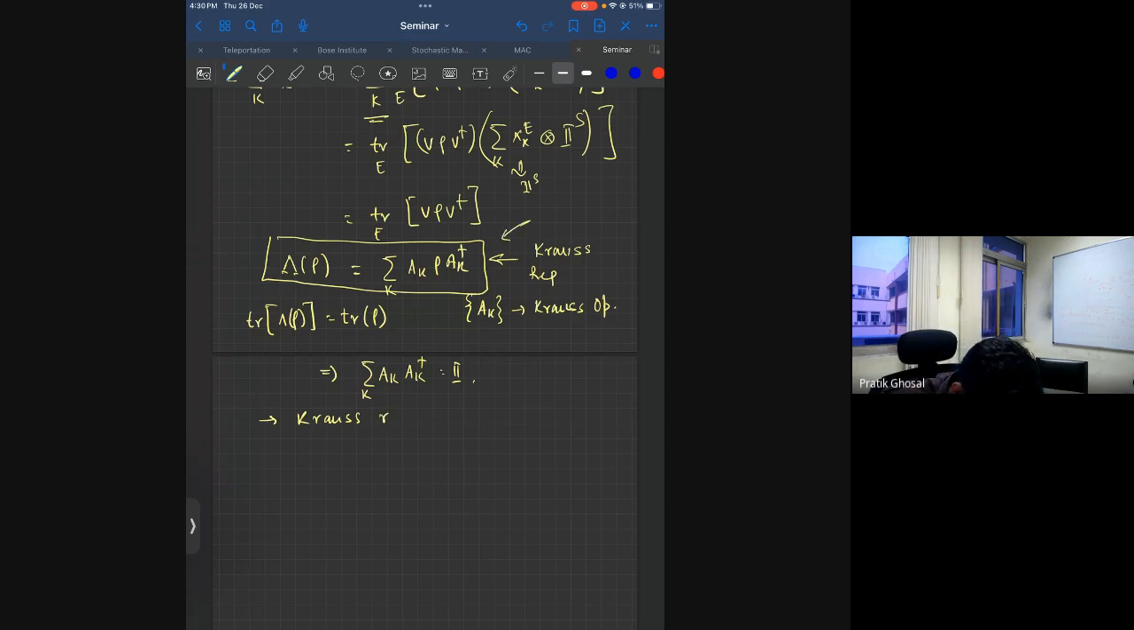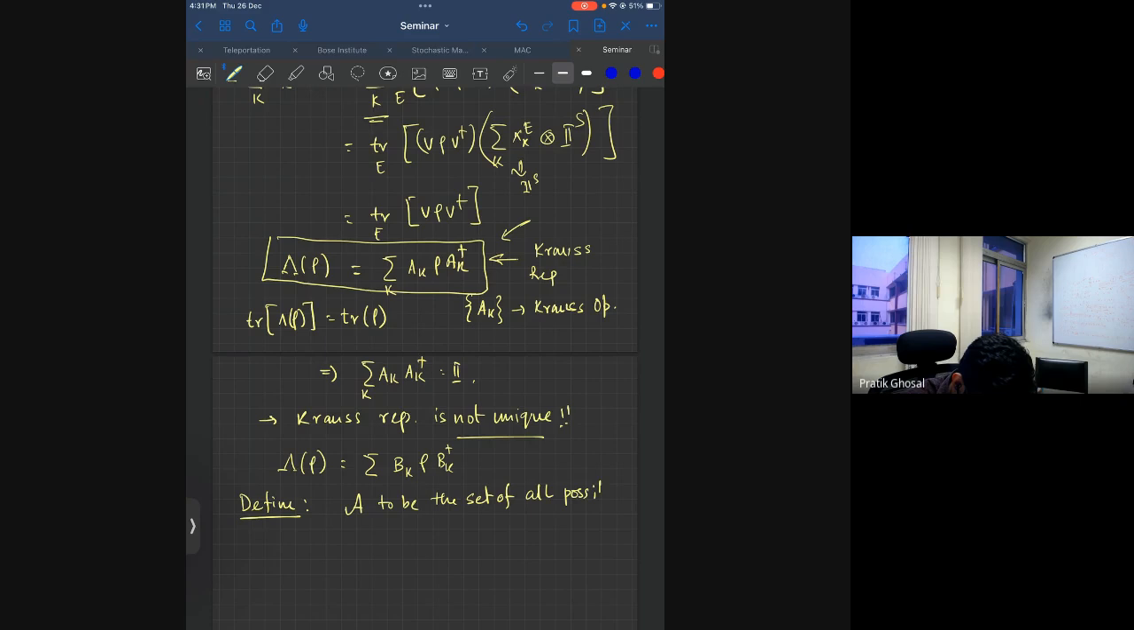So the Krauss representation is not unique, and it depends on the POVM that was chosen by the environment part. For more clarity, I can write the same channel action like this also with different sets of Krauss operators. So now we define A to be the set of all possible Krauss representations that are compatible for a given channel lambda.